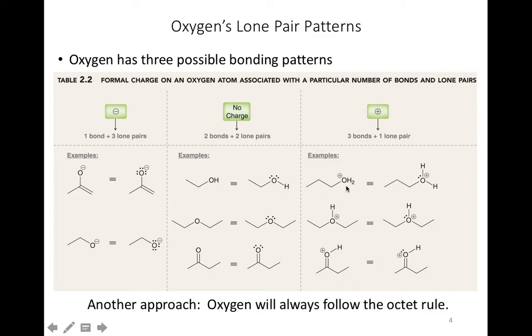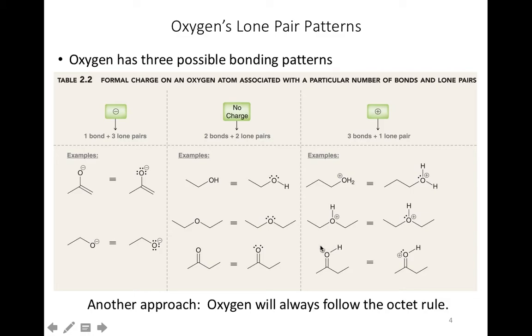So when I look at this compound, I see, oh, it has a positive charge. I see my 1 bond to the carbon, 2 bonds to the hydrogens. I know it has 1 lone pair, because when oxygen has a positive formal charge, it always has 3 bonds and 1 lone pair. So that's why they can just tell us the formal charge, and they expect us to know.